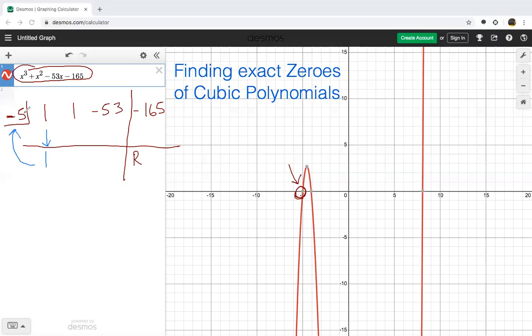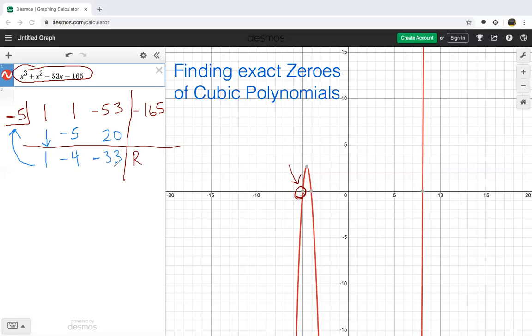So 1 times -5 is -5, that goes there. And when you're in this column format, you just get a sum. So 1 take away 5 is -4. Now that I'm in the answer line, I multiply back. -4 times -5 is +20. Now that I'm in this column form, I just get a sum, or I add. -53 plus 20 is -33.